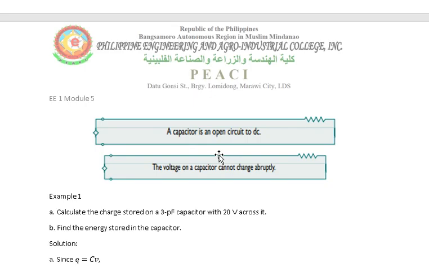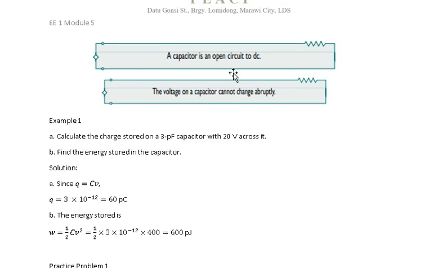A capacitor is an open circuit to DC. Please take note of this. It is very important because we actually already used this in our calculation in RC and RL, right? If you imagine, when we introduced the series RL and RC, if that capacitor has reached its maximum value of charge, it would behave like a DC open circuit.